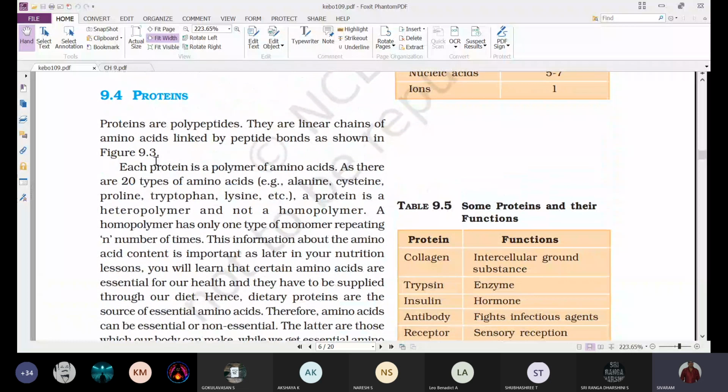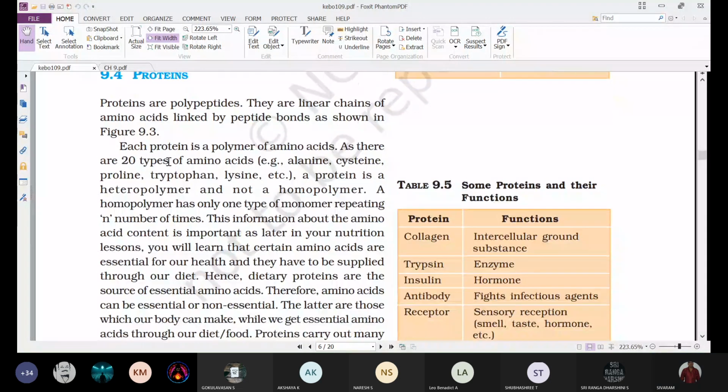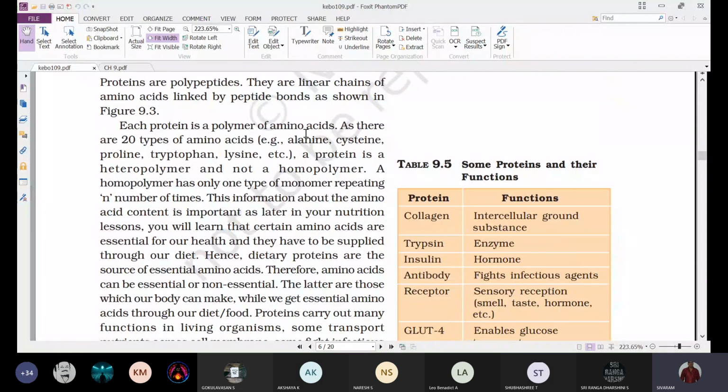Okay, that is what he is saying. Each protein is a polymer of amino acids. So each protein is made up of many amino acids, as there are 20 types of amino acids. Already we have said very clearly, in living organisms we'll find a maximum of 20 different types of amino acids like alanine, cysteine, proline, tryptophan, lysine, etc.